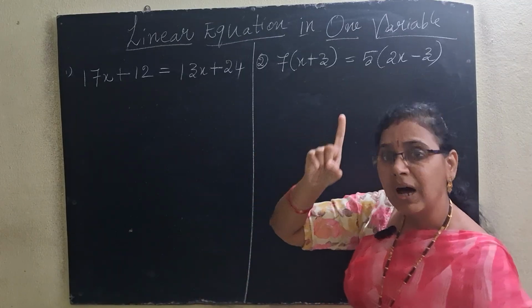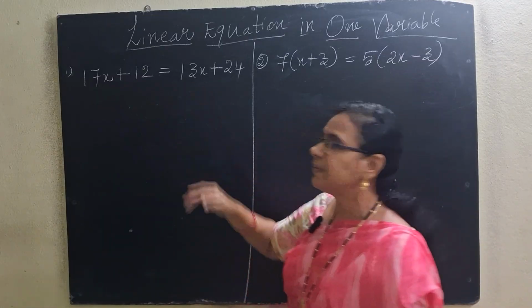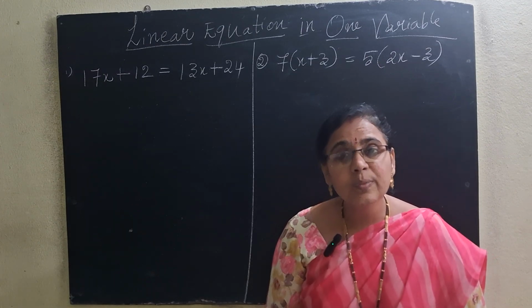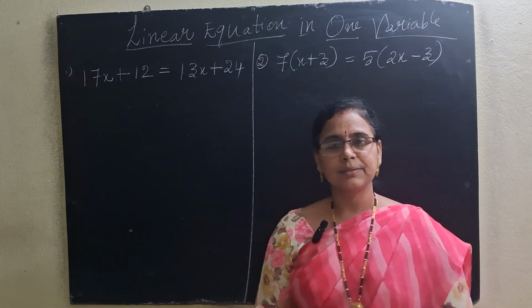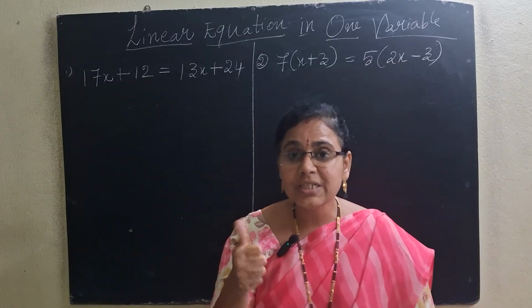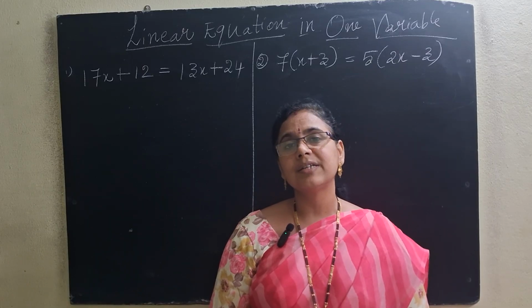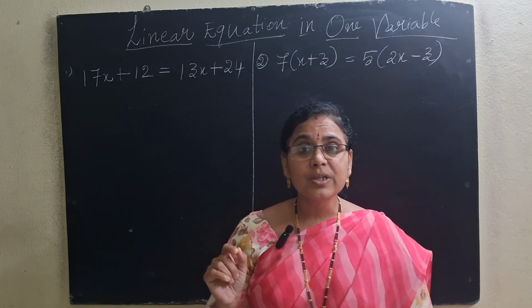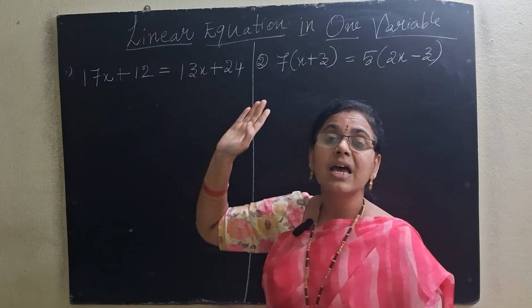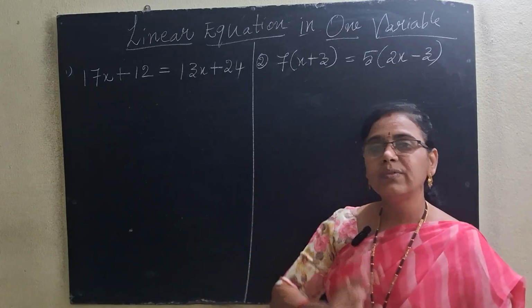Linear equation in one variable. Only one variable here. How many variables are you observing? Here 17x, here 13x. Here you observed only one variable, that is x. Did you understand? I hope you are clear. Equation means variable and is equal to, two are there, then only we will say that is an equation. Linear equation, the degree of that equation is 1. Degree means highest exponent of the variable.